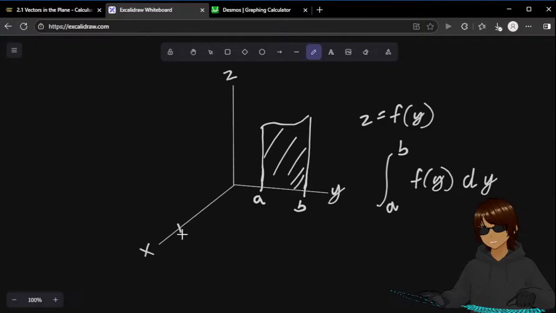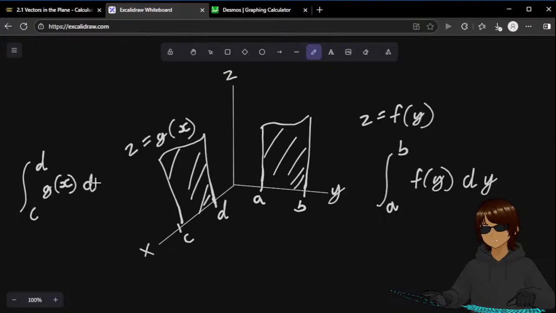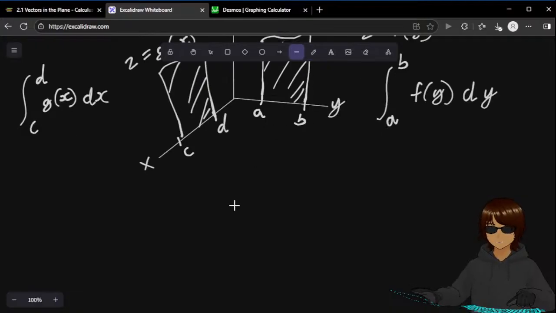If I have C and D over here and I have a function g of x, and I want to find this area, I would do from C to D, g of x, dx. But here's the issue.